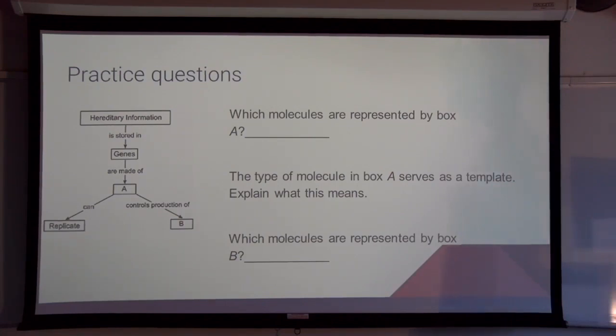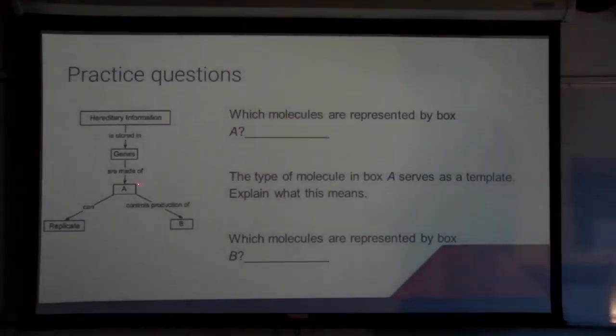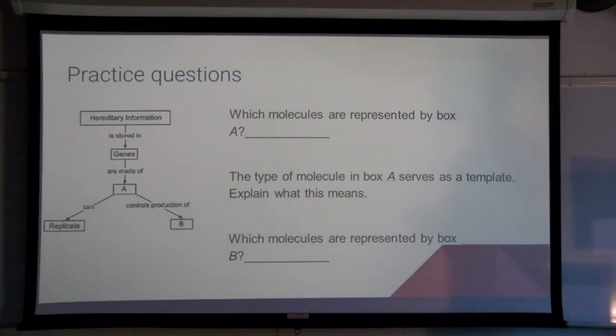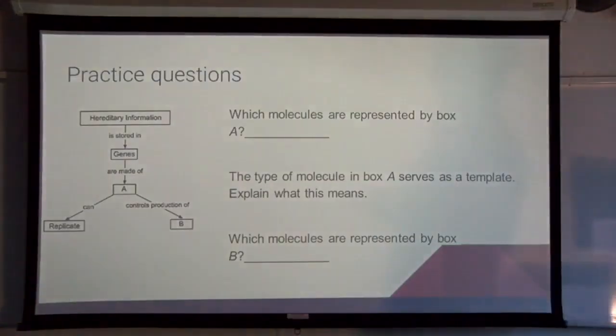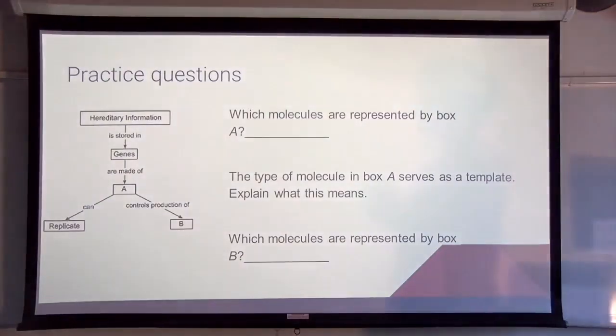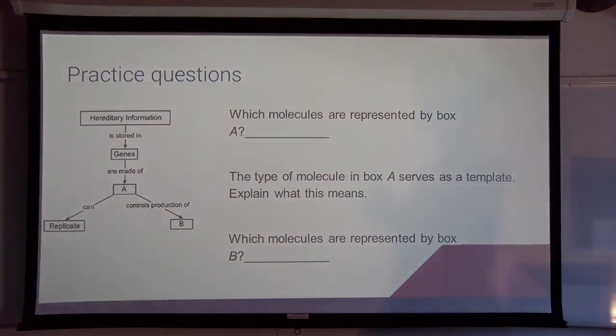All set? What do you think? What molecules are represented by box A? DNA. Yes. And so that statement, a type of molecule in box A served as a template. What does it mean that it served as a template? It shows them how to copy it. Right. It's going to serve as the copying source, a source for the new strand to be copied from.